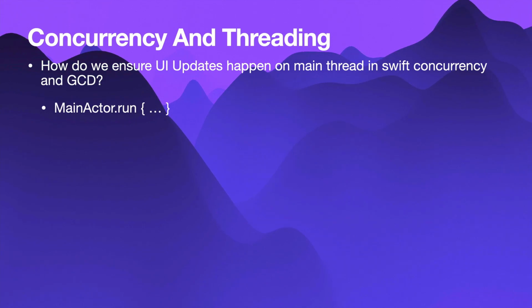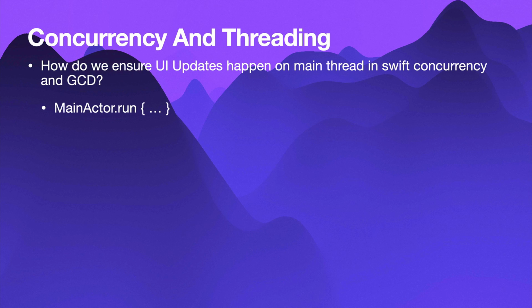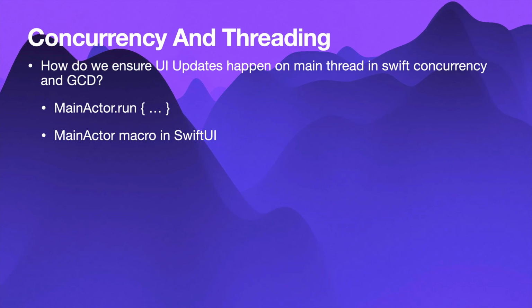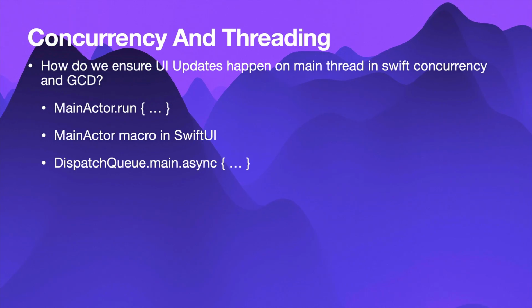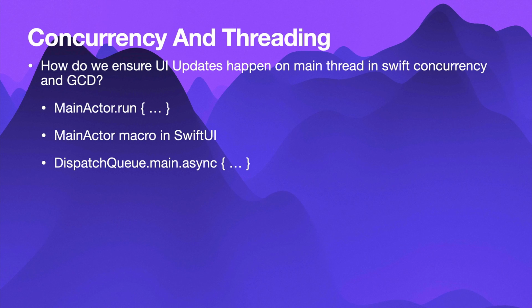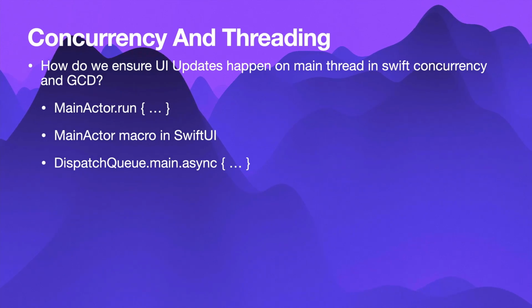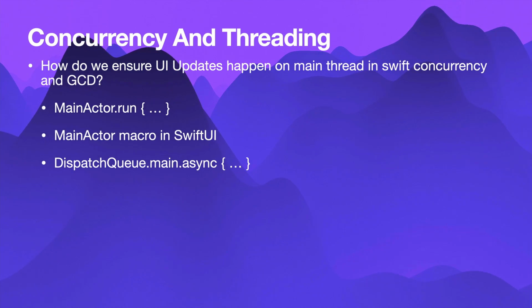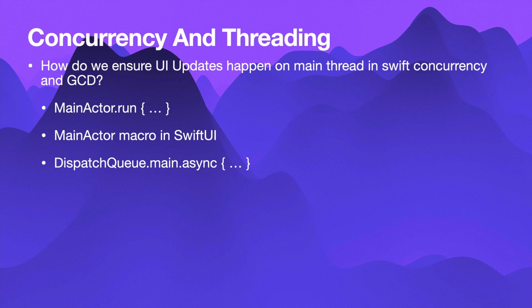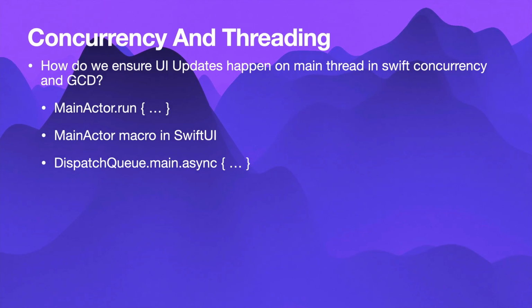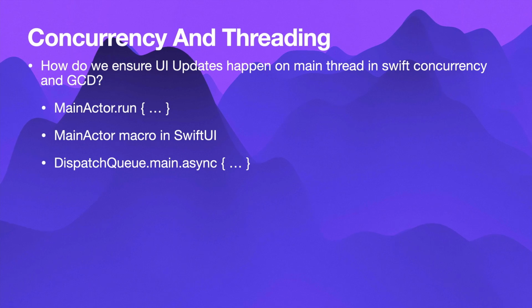So we have a couple different options. We can use main actor.run. We can use the main actor macro in SwiftUI, and in GCD we have dispatch_queue.main.async or dispatch_queue.main.sync, and those will transition our updates from whatever background thread the execution was happening on back over to the main thread.